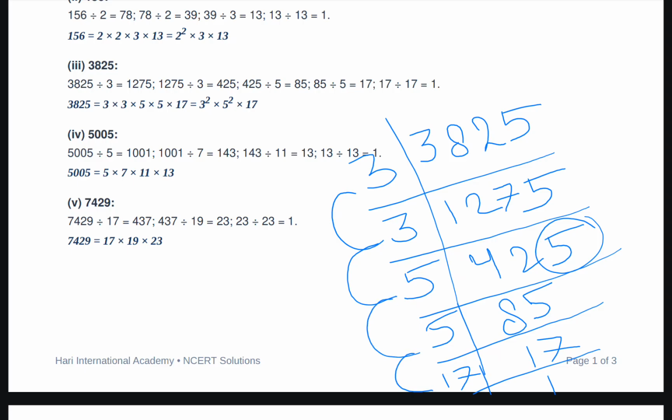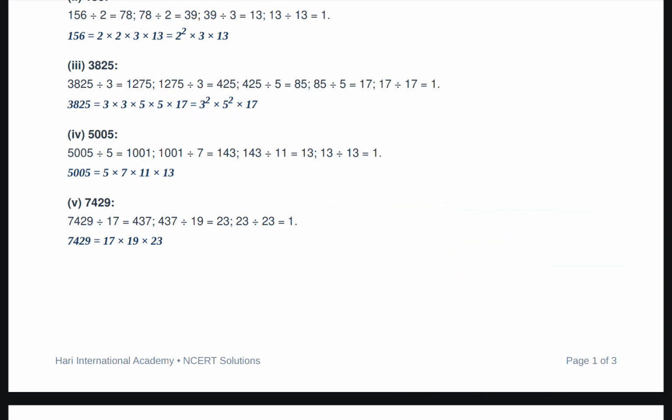See here, your prime factors will be 3 into 3 into 5 into 5 into 17. When you multiply 3 into 3 you will get 3 square, and 5 into 5 you will get 5 square, into 17. So these are your prime factors: 3 square into 5 square into 17. Okay, now move on to the next question.